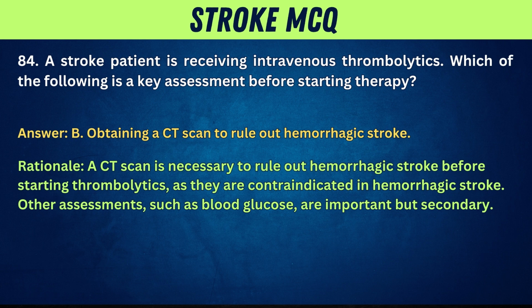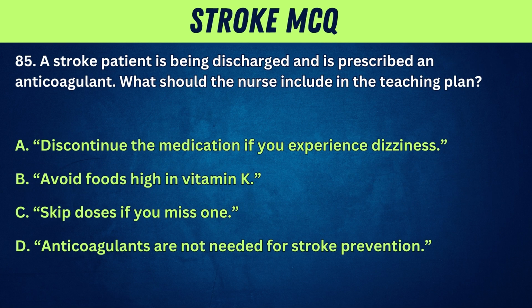Answer: B. Obtaining a CT scan to rule out hemorrhagic stroke. Rationale: a CT scan is necessary to rule out hemorrhagic stroke before starting thrombolytics, as they are contraindicated in hemorrhagic stroke. Other assessments, such as blood glucose, are important but secondary.